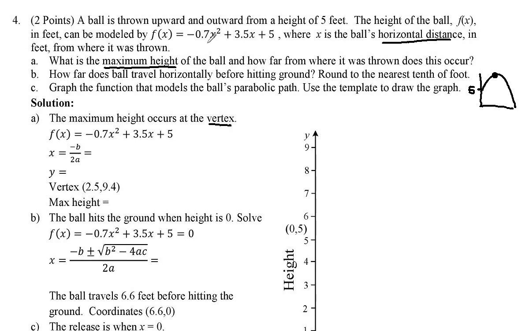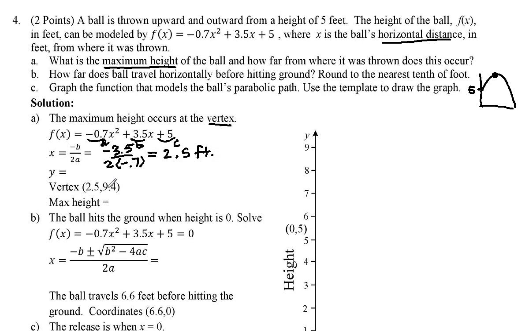So here's our equation. Just brought that down from up above. So our a is right here. So a is negative 0.7. Our b is 3.5. And our c is 5. Actually don't need that in this part. But then the x-coordinate of the vertex, negative b over 2a. So that is going to be negative 3.5, and we're dividing by 2 times negative 0.7. And if you plug that in the calculator, you will get 2.5. So that's 2.5 feet.